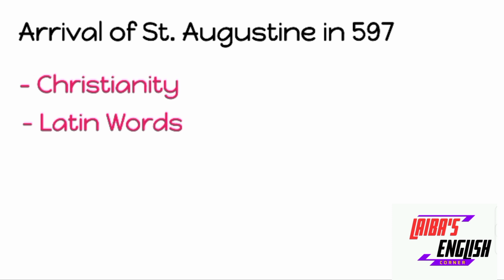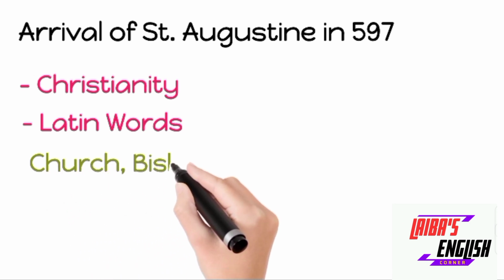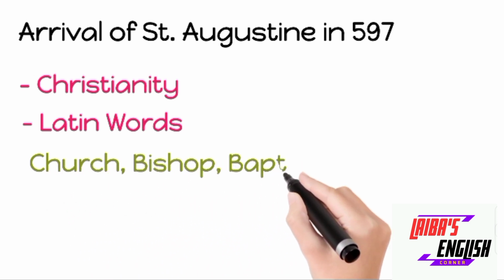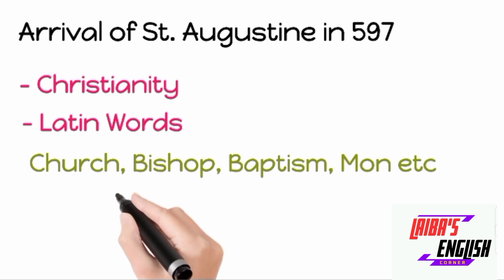And secondly, Latin words were introduced into the English language. Now, the words were mostly related to the Christian religion, like church, bishop, baptism, monk, etc. So, these are some of the words which were introduced by the arrival of St. Augustine in 597 AD. By their arrival, the new religion, the Christian religion, and the introduction of Latin words had an important influence on the English language.